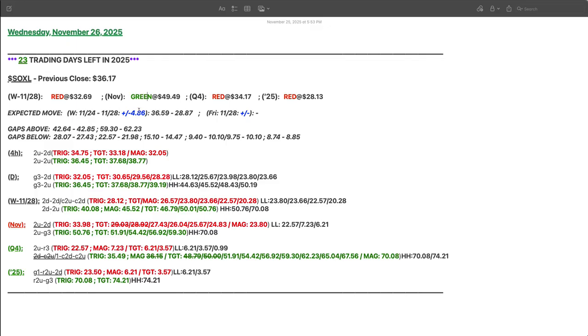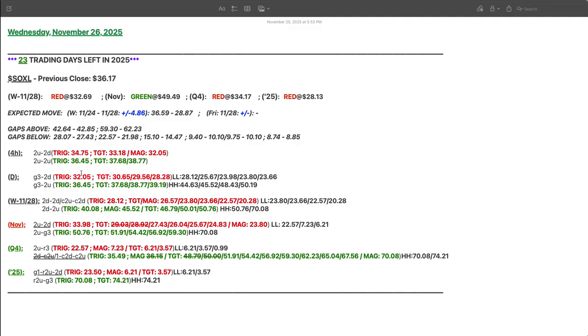We know the expected move for the week is plus or minus $4.86, giving us a range of 36.59 to 28.87, and we know where our gaps above and gaps below are. From the scalping perspective, especially early in the morning, we're looking for higher lows at or above opening print to get into calls, targeting overnight high and previous high of day. And on the downside, we're looking for lower highs at or below opening print to get into puts, targeting overnight low and previous low of day as those targets.